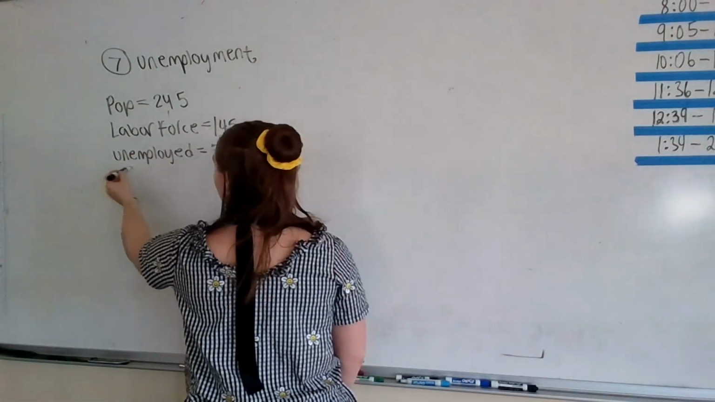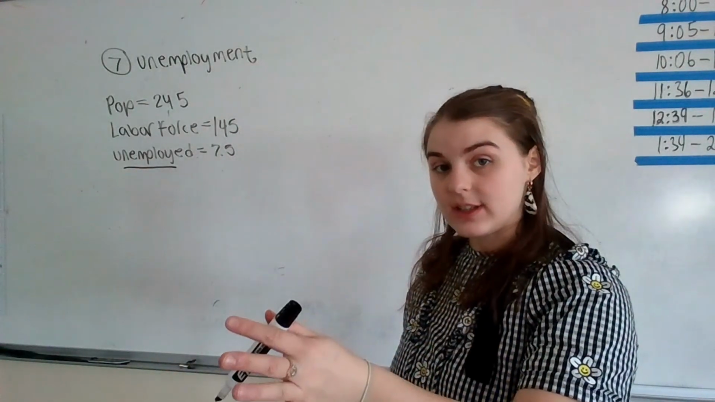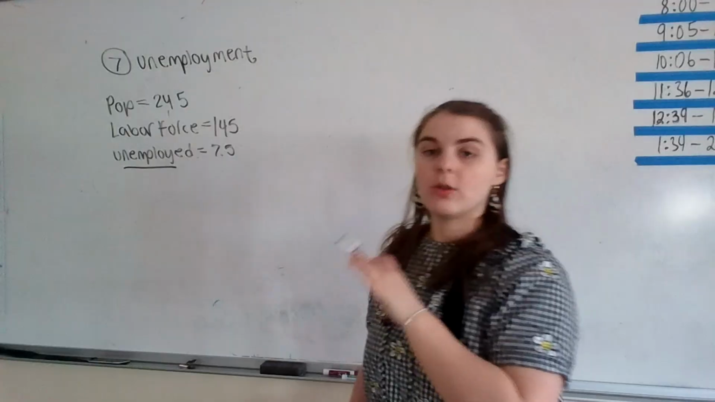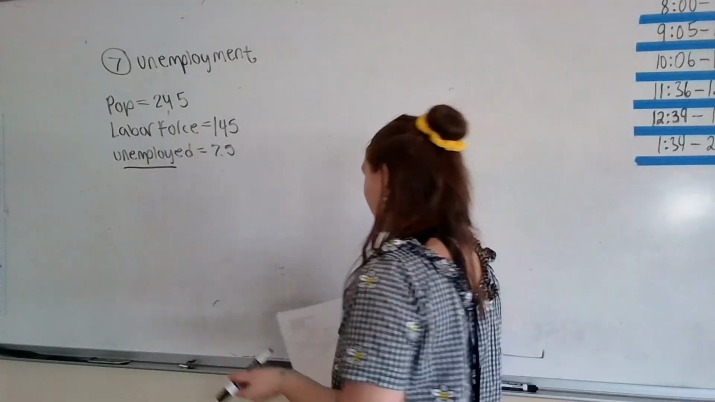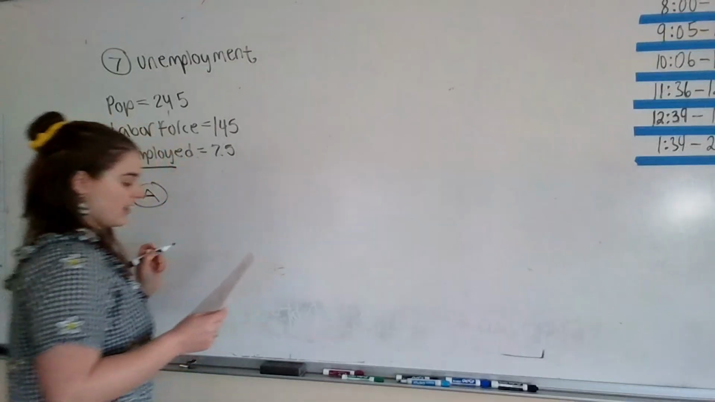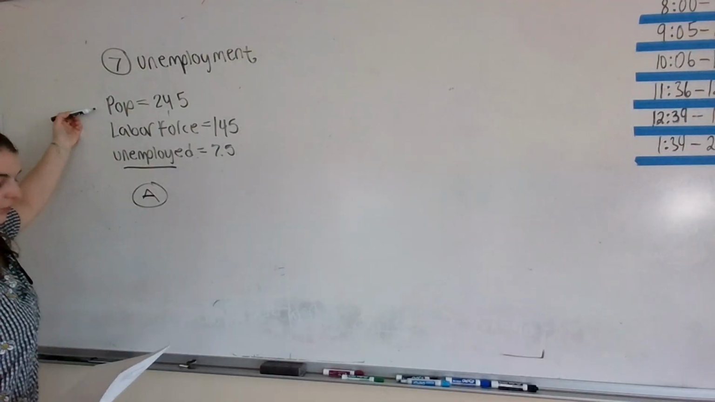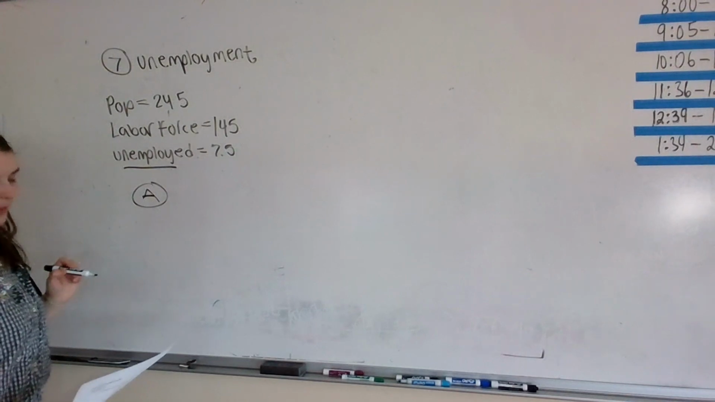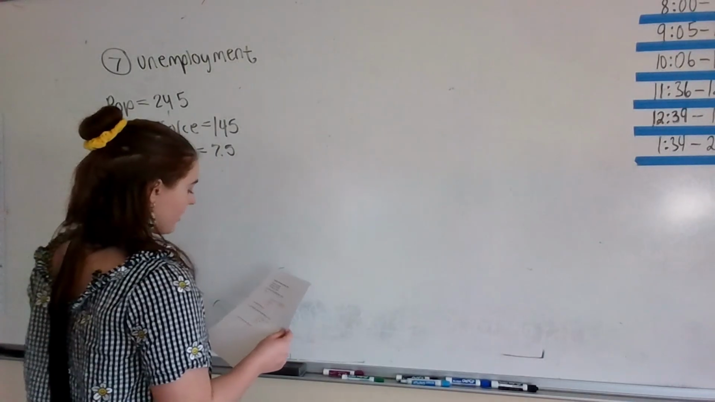And then unemployed people, remember the important thing about being unemployed is the definition itself. You have to be actively seeking work, and it depends on what kind of work you're doing. So if you are unemployed, you're actively seeking, but you do not have a job at the moment. So in this case, it's asking us first, we need to calculate the unemployment rate. So we have a population of 245 million, we have a labor force of 145, and we have an unemployment population of 7.5. So in this case, the first thing we want to do is our formula for the unemployment rate.